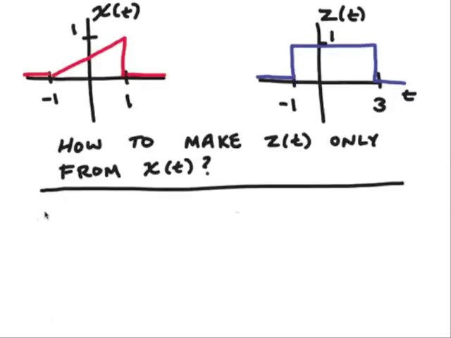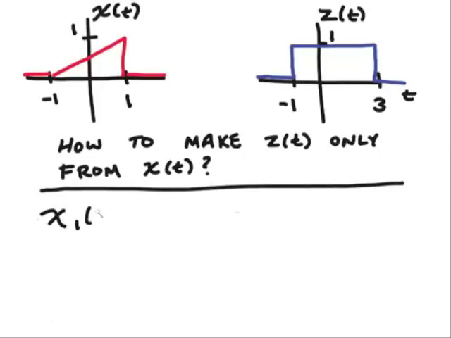So here's the problem. We're given signal x of t, shown in the upper left, and from it we are to compose signal z of t, shown in the upper right. Now x of t looks like this sawtooth, and z of t is a pulse, and they start and end at different times. What we want to do is to make z of t only from signal x of t. And the operations we can do to x of t are time compression or expansion, time shifting, and also time reversal. So how do we create z of t from x of t?